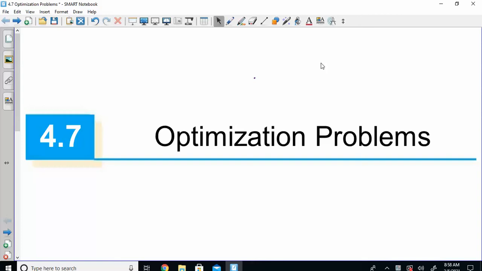Section 7 now. Remember we did section 5 earlier. I'm skipping 4.6 altogether. So we are jumping down to 4.7 now, which is optimization. Everybody loves word problems, right?